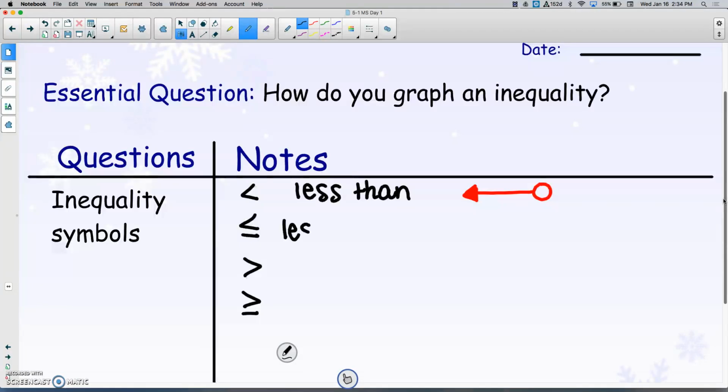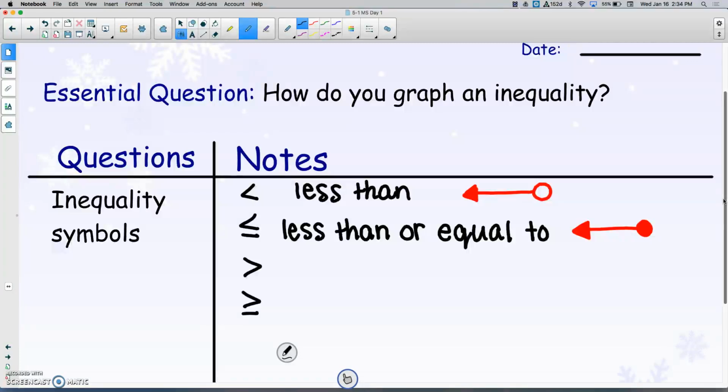My second symbol is less than, but it has a line under it, so it's less than or equal to. When graphing, the only difference is you have a filled in circle, because the equal sign underneath the symbol means that you include the boundary number. So the number that your circle is on is included in your solution. So less than or equal to is a solid circle going to the left. Numbers are less to the left.